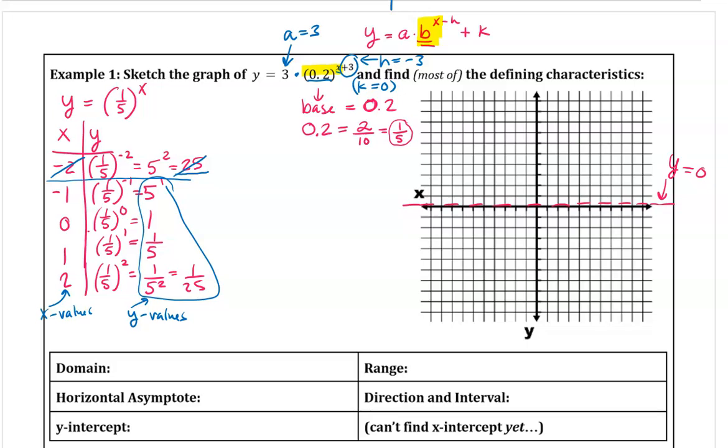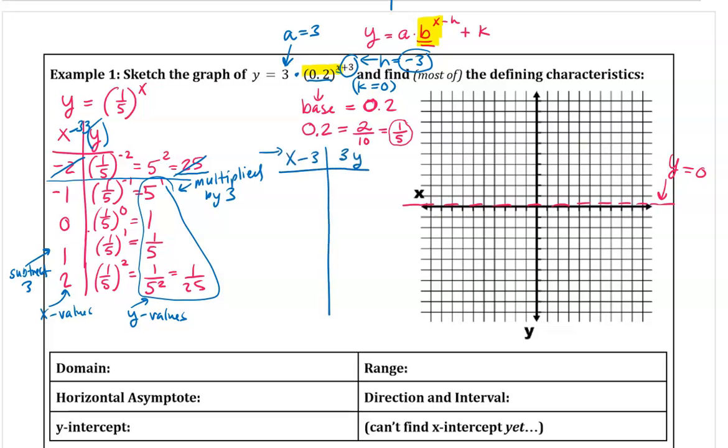Okay, so now I take my a value of 3, and I'm going to multiply all of my parent function y values by 3. So that's these guys. These guys are going to get multiplied by 3. Then I'm going to take all my parent function x values and subtract 3 from those. So like all of these are going to be subtracted by 3. So that ends up creating a new table of values.